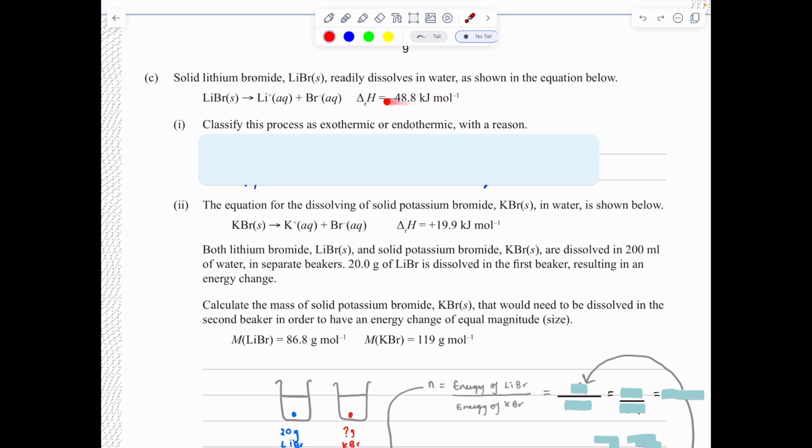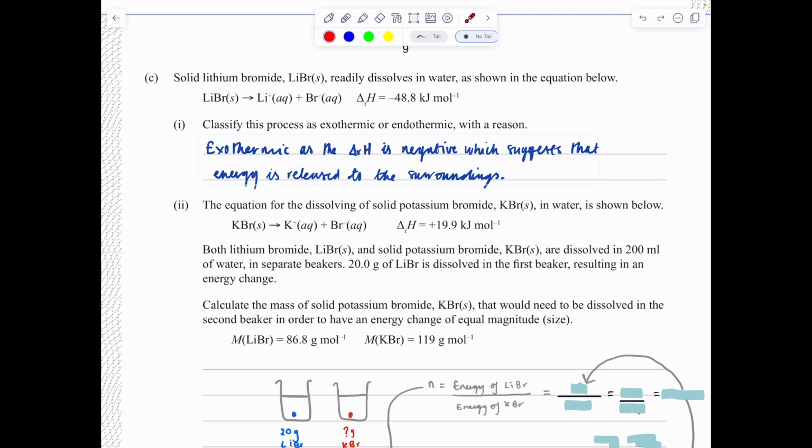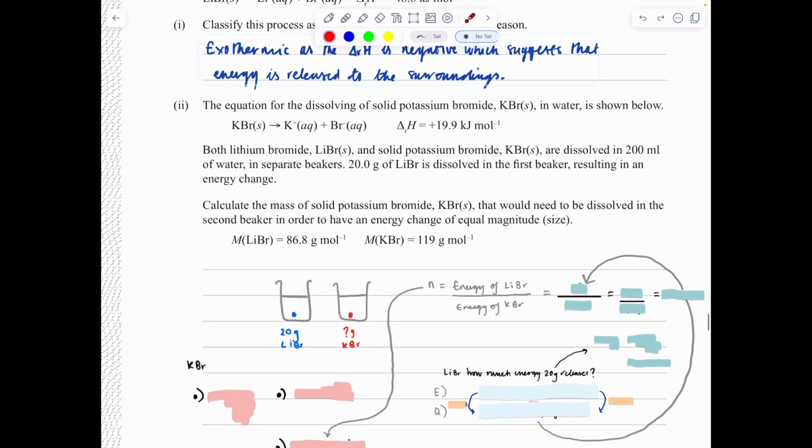It's going to be exothermic because it is negative. What's the reason? Well, exothermic as the delta H is negative, which suggests that energy is released to the surroundings, okay? That's why this is an exothermic reaction.